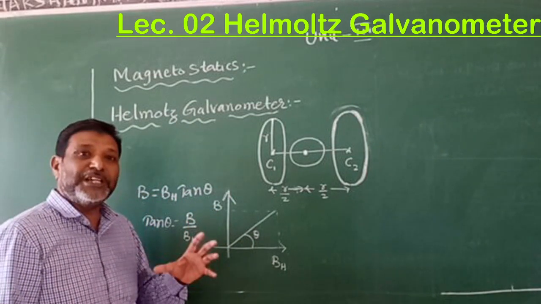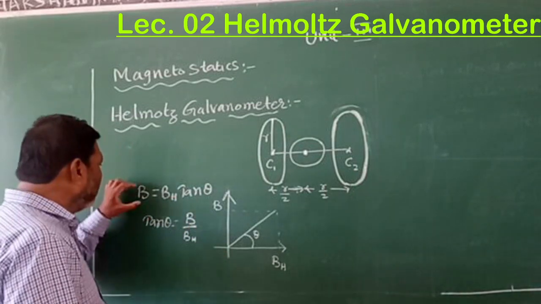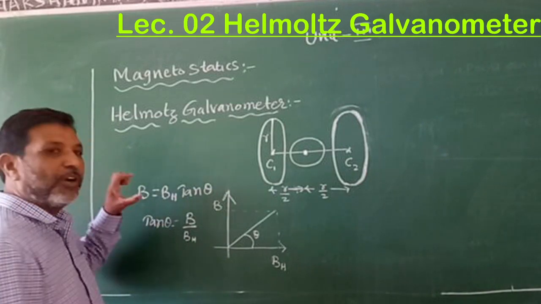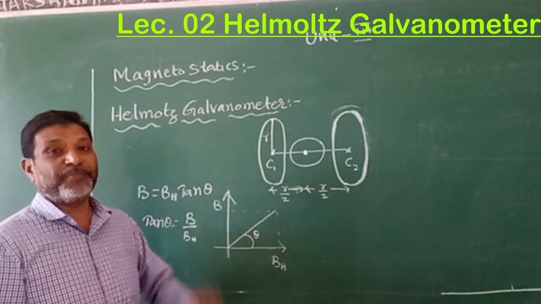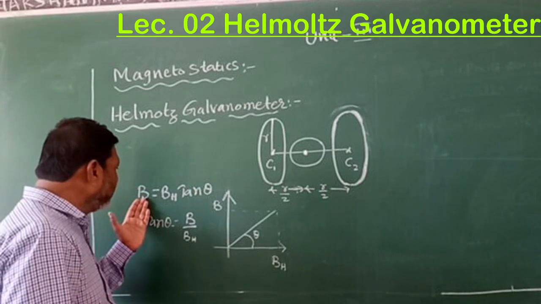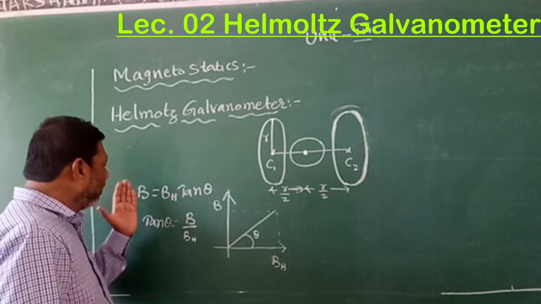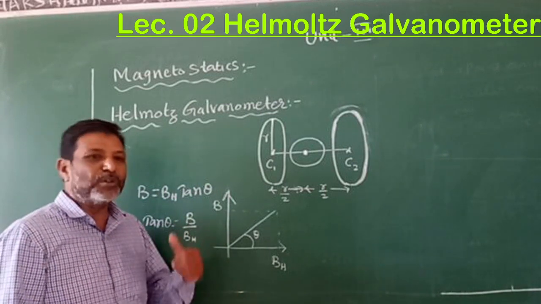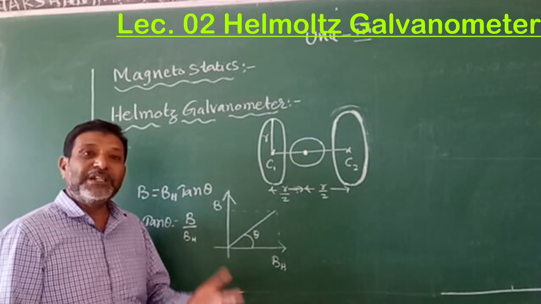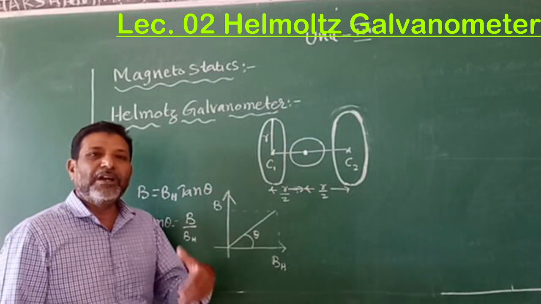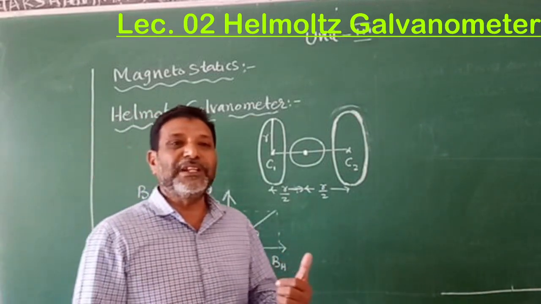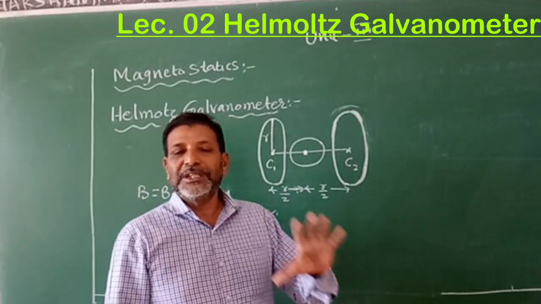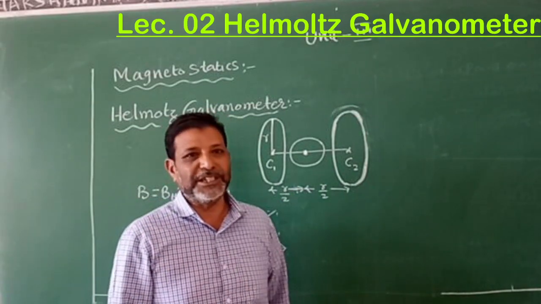But in the case of the tangent galvanometer, it is found that the value of V, the field produced due to the flow of current, is not uniform. If V and VH are not uniform, then the tangent law will not hold good. If it does not hold good, then the instrument working on this law, the tangent galvanometer, will not give the correct value. That is the drawback of the tangent galvanometer.